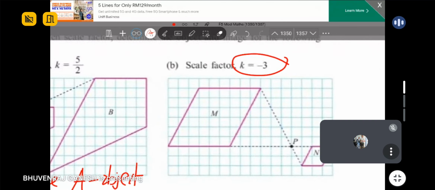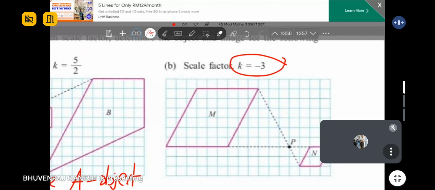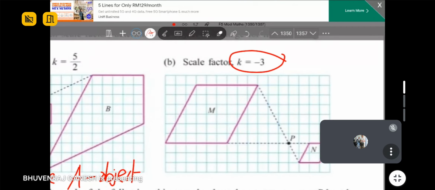So Ain, dah dapat jawapan? Mana adalah objek kamu? Okay, never mind. Mungkin dia like. Okay, next person. Alisa, girls team. Which one is your object based on the scale factor? M or N?